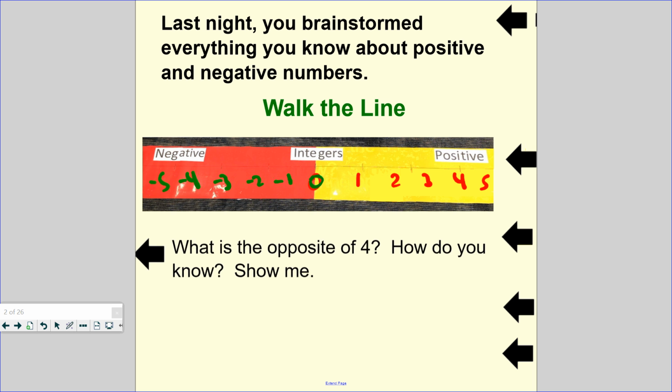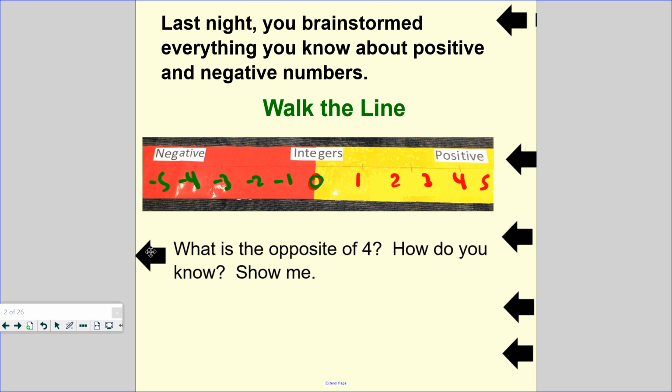So next thing. What is the opposite of 4? How do you know? Show me. Well, here I see 4 right here. What is on the opposite side? It's the same distance. Here's 4. It's 4 spaces from 0: 1, 2, 3, 4. -4 is 1, 2, 3, 4. So the opposite of 4 is -4.